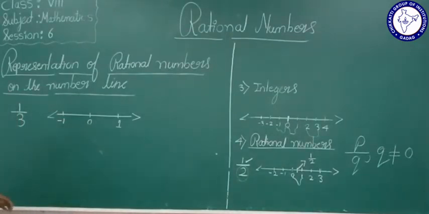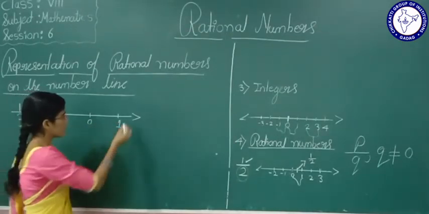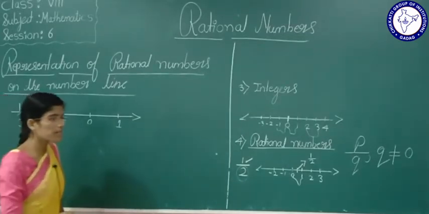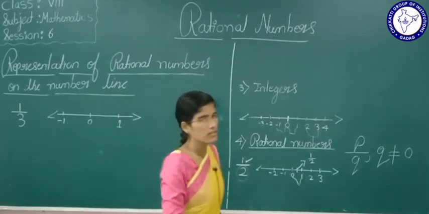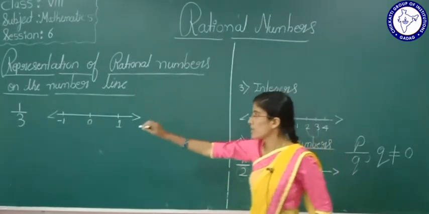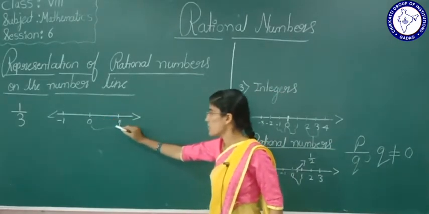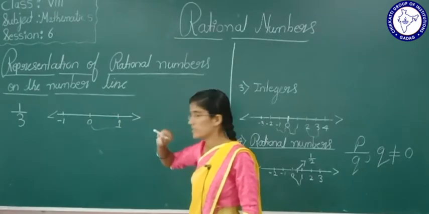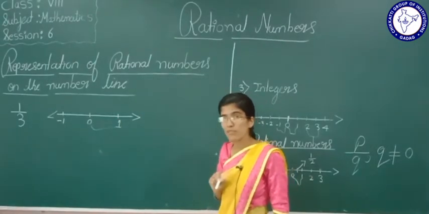Now see here, this is a number line, right? 1 by 3 we have to represent. So definitely 1 by 3 will lie between 0 and 1. You divide and see, it will come 0 point something. We know that this number will lie somewhere here. How to represent exactly, as I told?